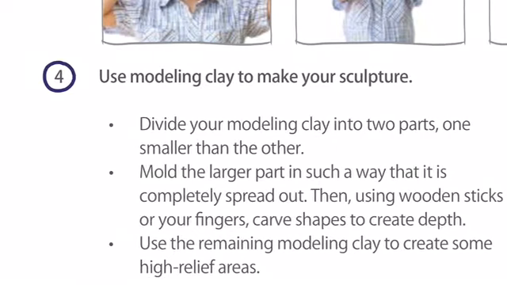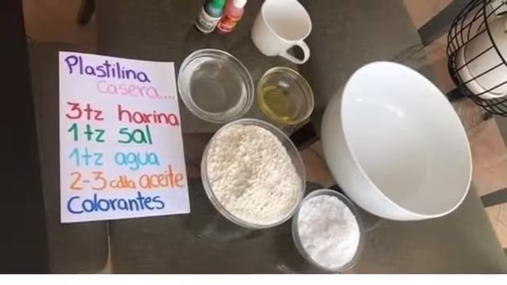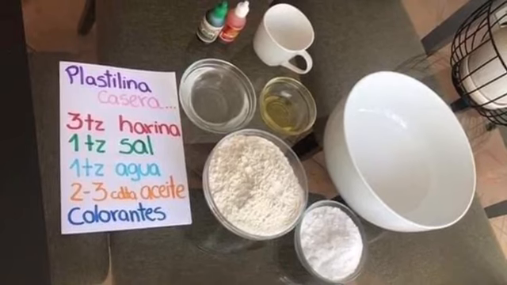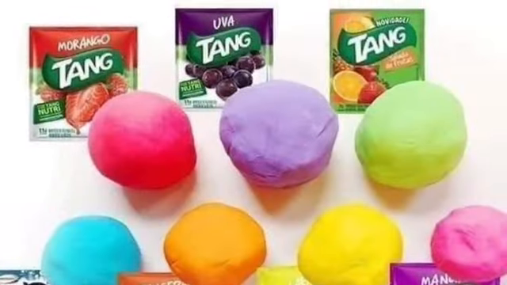Then, on part 4, you are going to use modeling clay to make your sculpture. You may use materials you have at home, or in here I have a recipe about how to make a homemade clay.